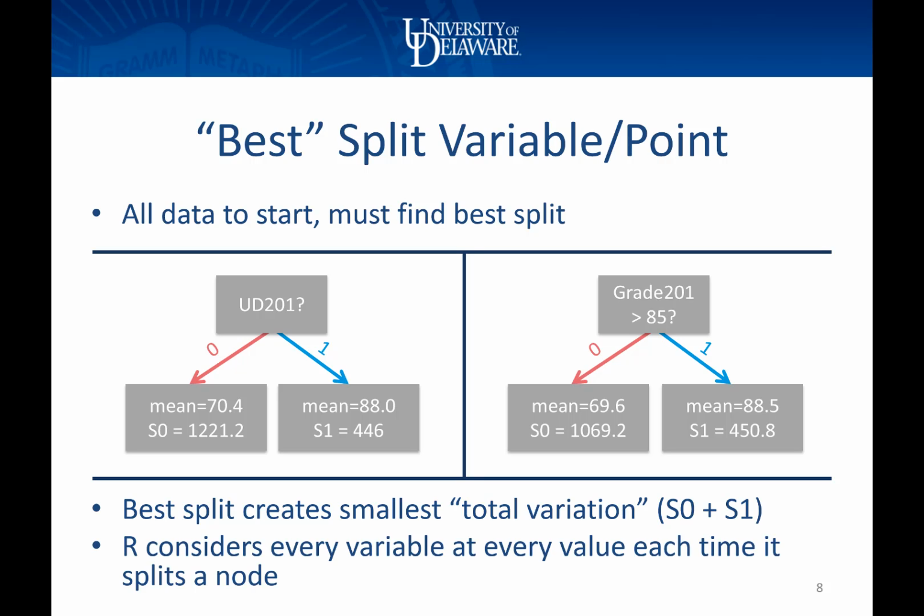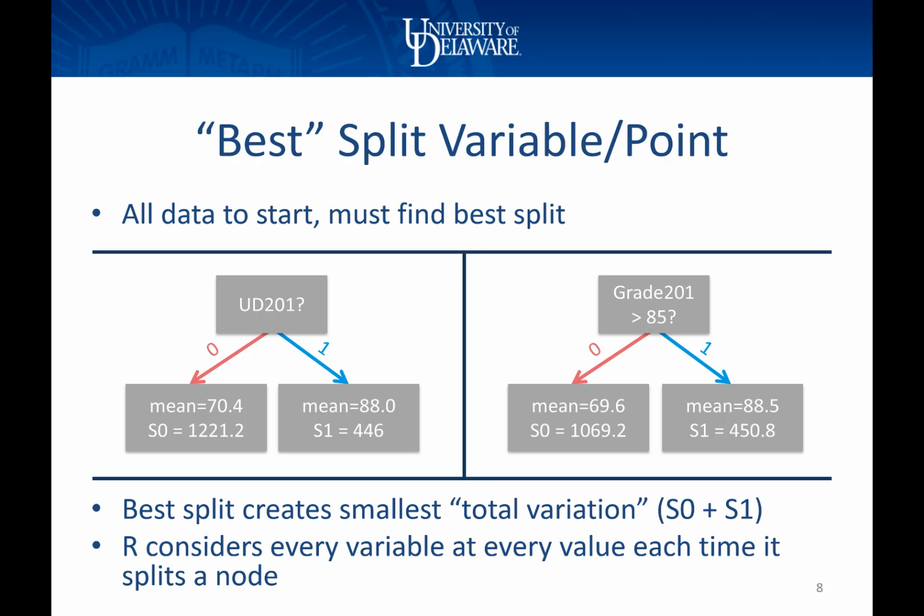Now R is going to consider every possible variable at every value every time it thinks about splitting a node. So it's not just considering did you take Math 201 here and grade 201 being better or worse than 85%. It's going to consider the grade being 86%, 84%, 42%. It's going to consider every possible split. It's also going to look at math friendly and factor that in and see if we should split on 3, 4, 5, and so on. So it's going to make all of those considerations, and this is just a small example.